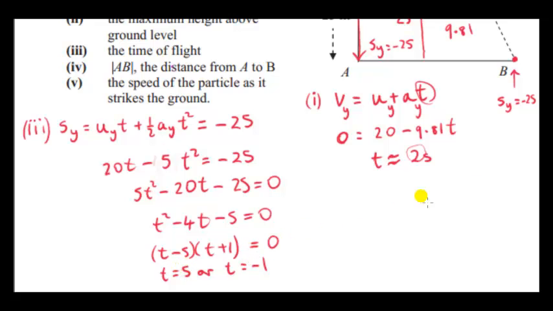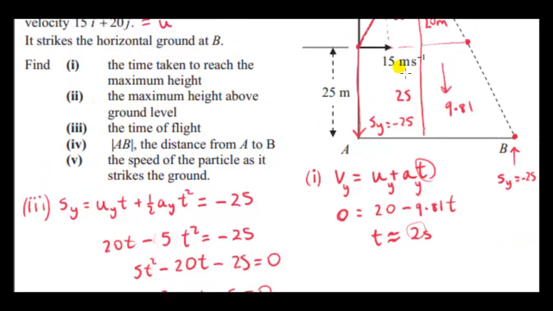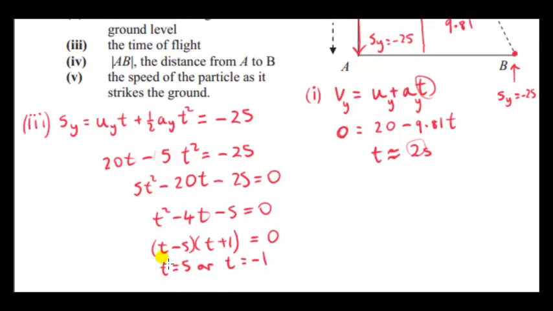Now when the particle was launched, of course, t is 0. And time obviously increases. So this is our answer. At t equals 5, the particle is here. Now what does t equals minus 1 mean? Okay, we normally discard this solution, but I'll just show you what it means.